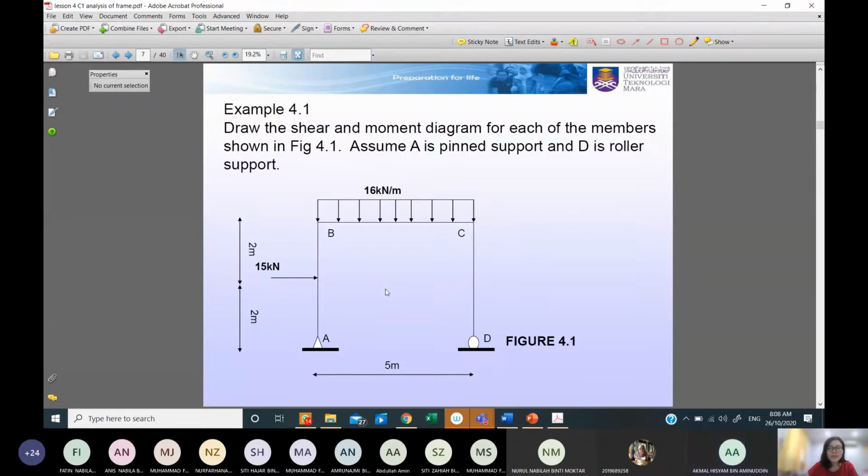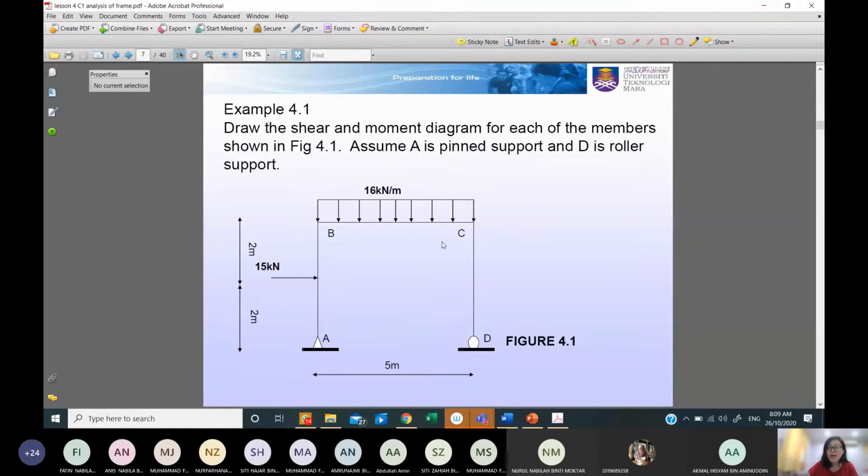We need a tip before. We need to cut a section at least once in a member. Now we have three members here: AB, BC, and CD. So at least one, but it will be more if you have differences in terms of loading. For example, in member AB, you have this point load of 15 kilonewton. Therefore, before and after the 15 kilonewton, we need to cut sections, because the shear equation or bending equation due to these loadings may not be the same. So in AB, we will cut two sections.